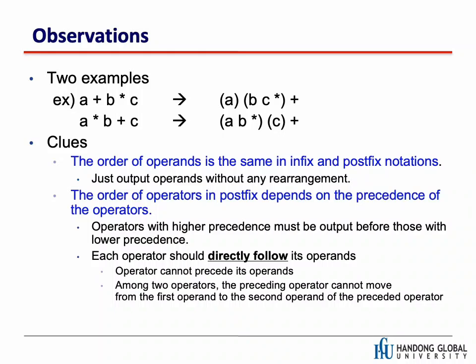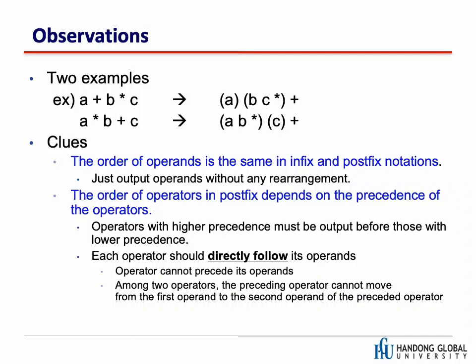But also, we can read this in a recursive fashion. So b times c is kind of one operand, and we have a plus something. So b times c is a sub-expression, so we actually transform b times c to bc star. Then we can look at this expression as a plus something. So a plus something will be a something plus, right? So recursively we can understand these things.